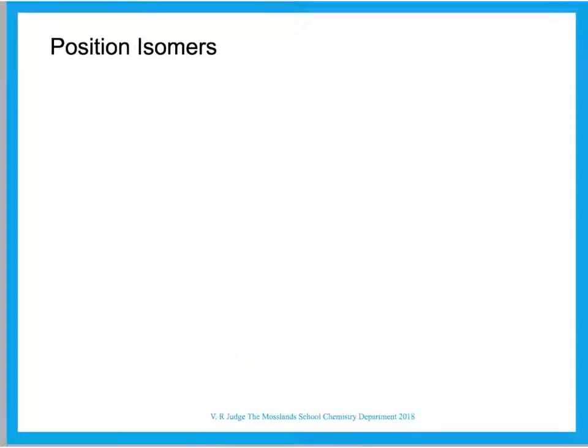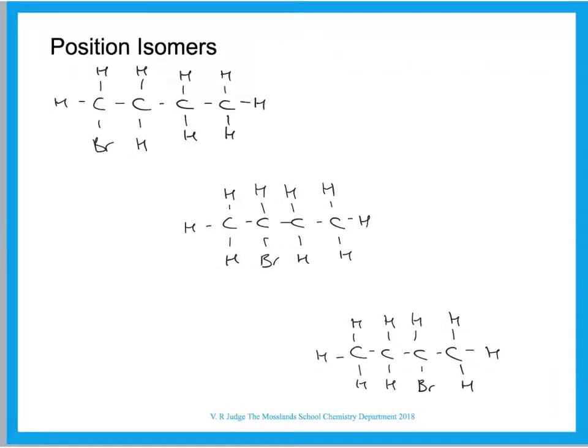Okay, your next type of structural isomerism is position isomers. So in position isomers, the functional group changes position along that carbon chain. So I'll show you some examples. Okay, so here we've got some compounds which are based on an alkane chain, but they've got a halogen atom attached. So I'll just highlight that for you.